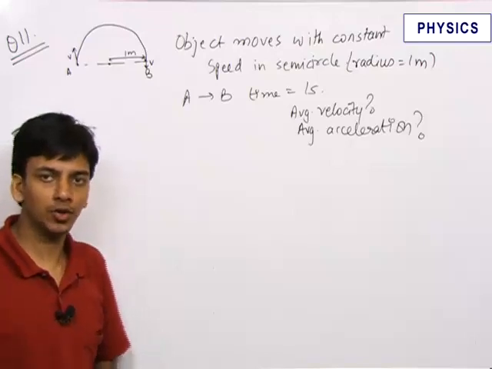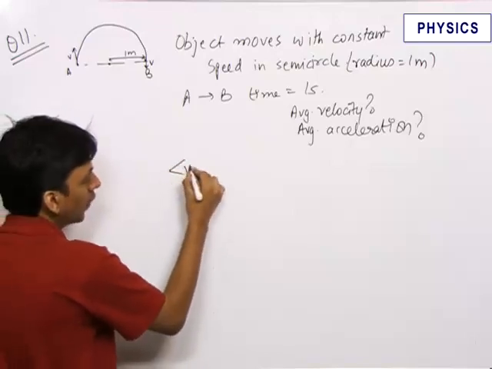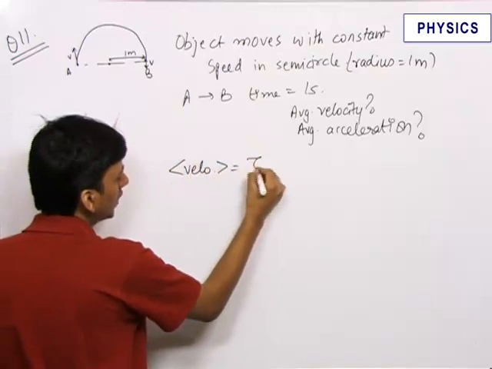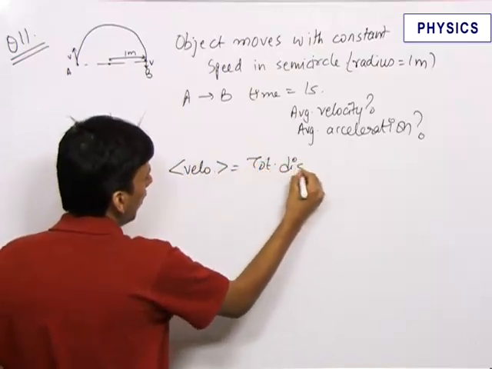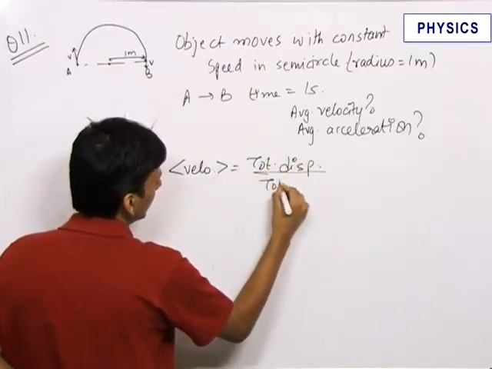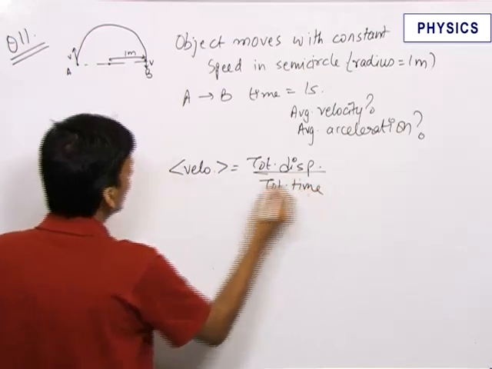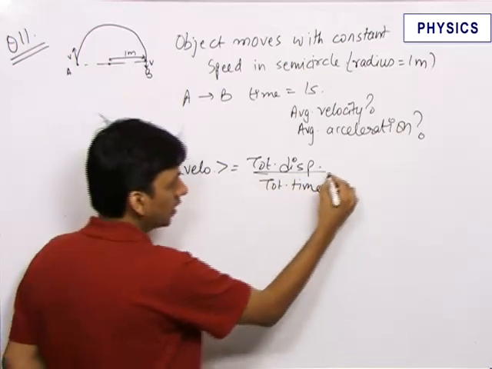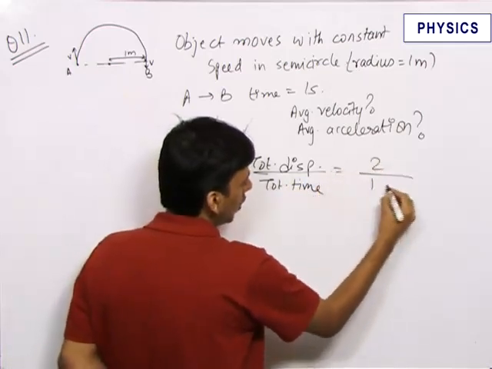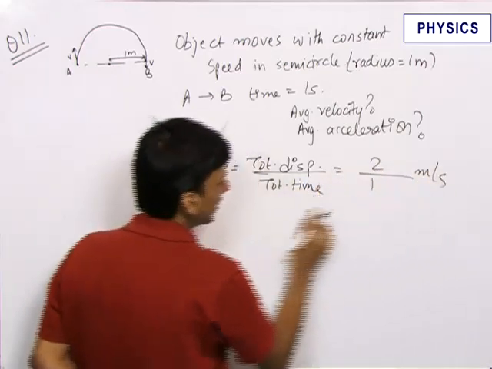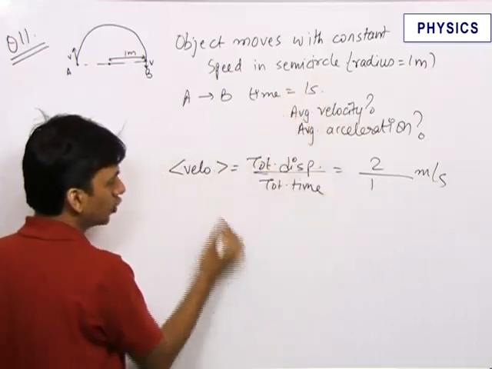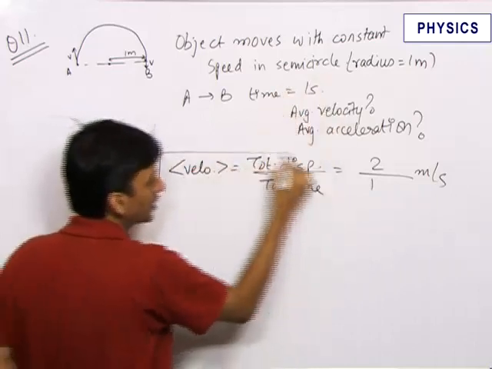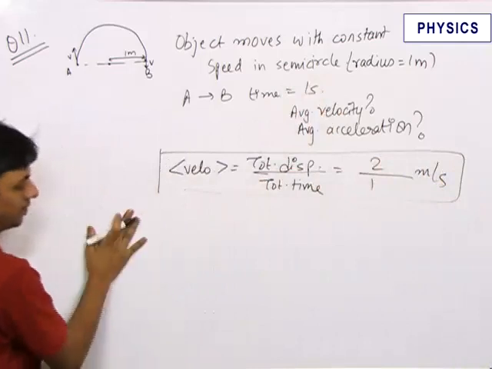Again, for average velocity, we know the direct formula. Average velocity is equal to total displacement upon total time taken. The total displacement from A to B, as we see, is 2 meters. So the average velocity is equal to 2 upon 1 meters per second, because the time taken is 1 second, which is given. So we directly find out the average velocity, which is 2 meters per second.